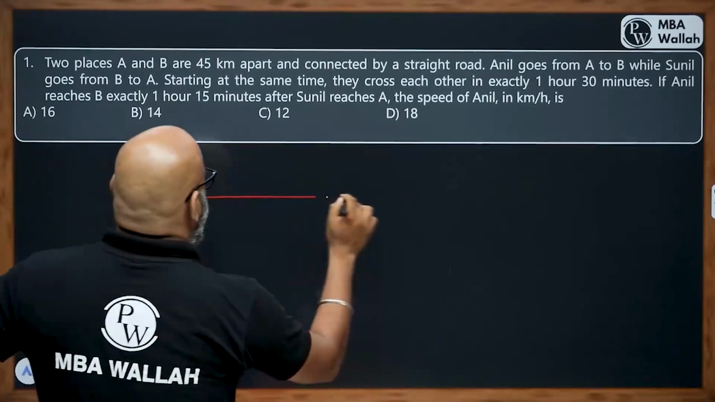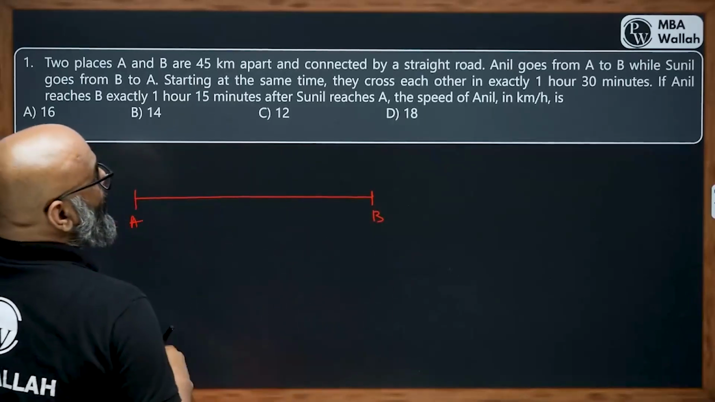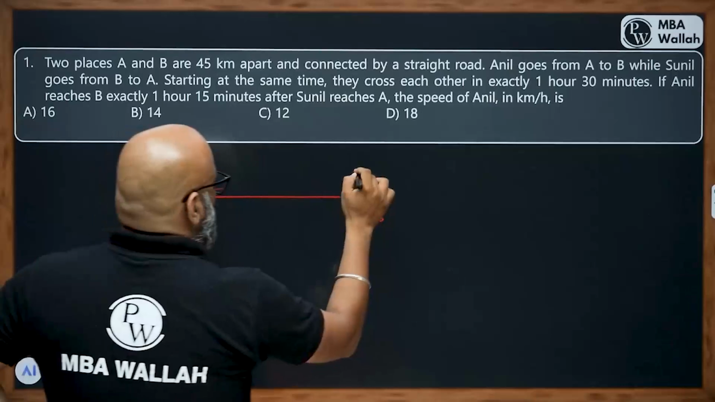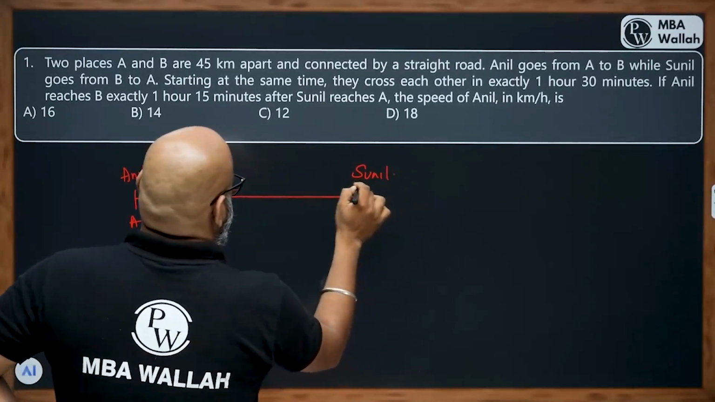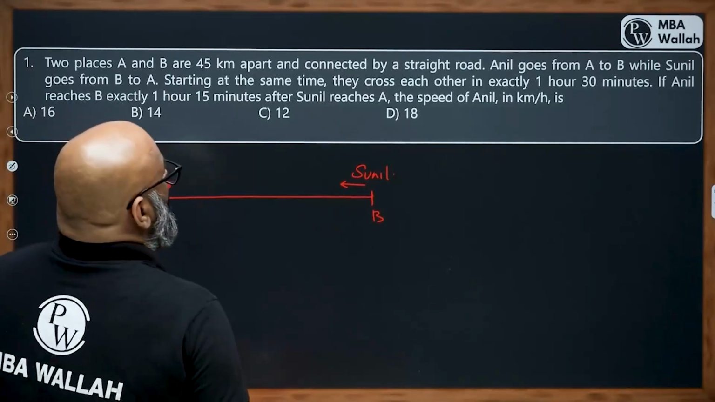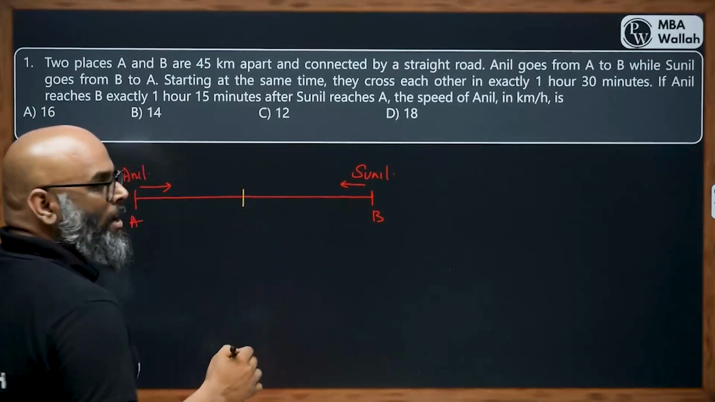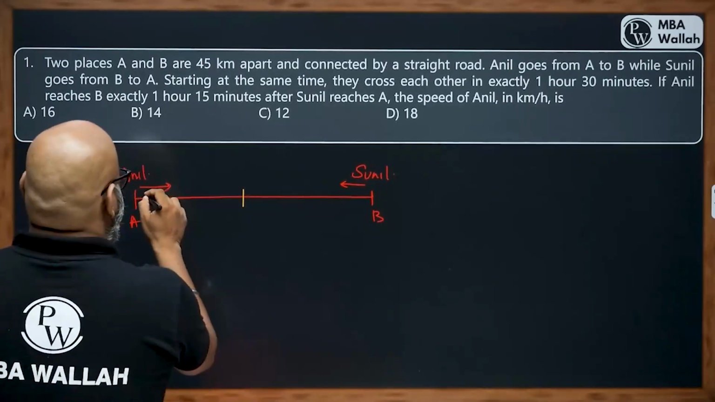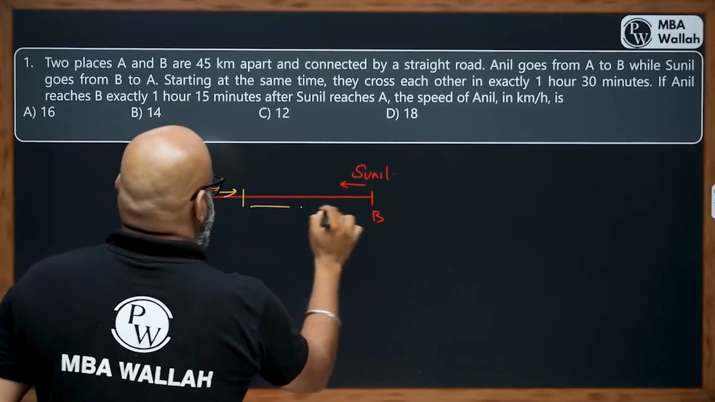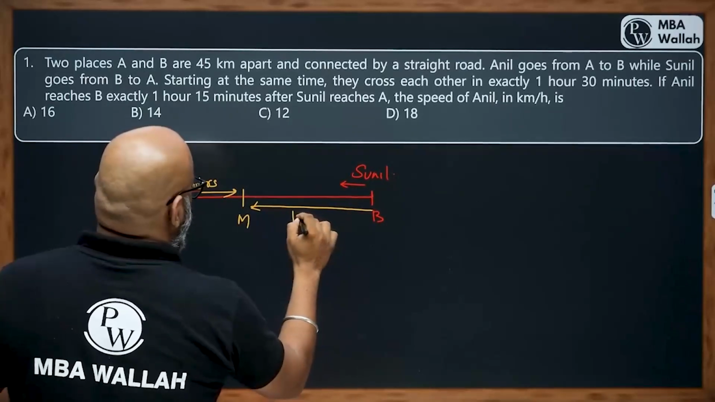So they are saying they are 45 kilometers apart. So this is A and then this is B. Anil goes from A to B. We have Anil here and then we have Sunil here in this direction. We are crossing in the opposite direction now. Now we notice that they start at the same time, cross each other exactly one and a half hours later. So the time taken to reach here is 1.5 hours. And similarly from B, let's call this point M. Sunil comes from B to M in 1.5 hours.